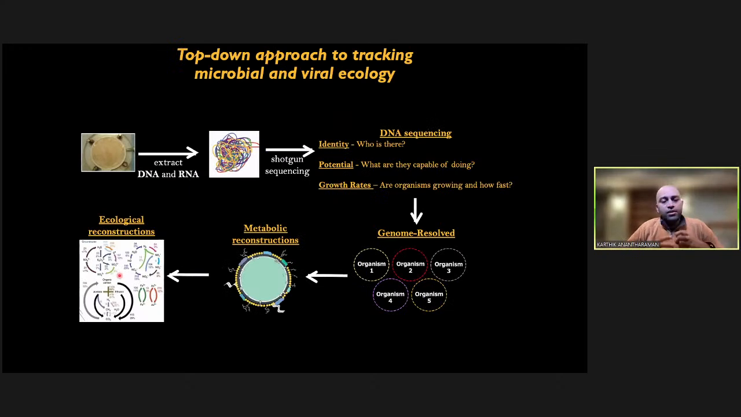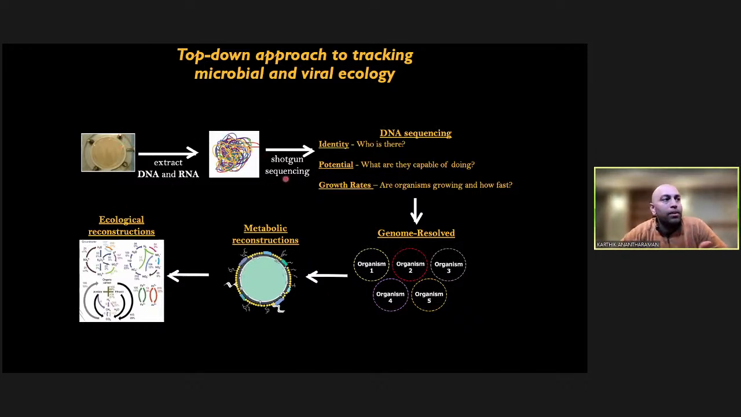Now, as far as microbial and viral ecology goes, I like to think we take what I call a top-down approach to tracking microbial and viral ecology. Now, this can be any system, okay? It can be human gut, so it can be stool samples, or it can be filters that come from the deep sea. But our first step starts off with extracting DNA and RNA and then conducting shotgun sequencing.